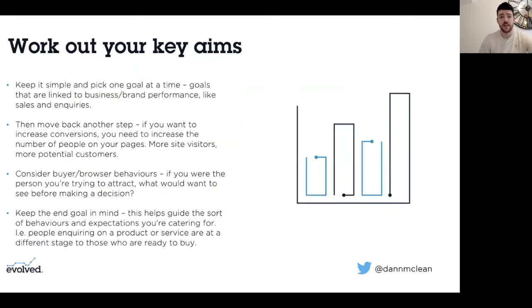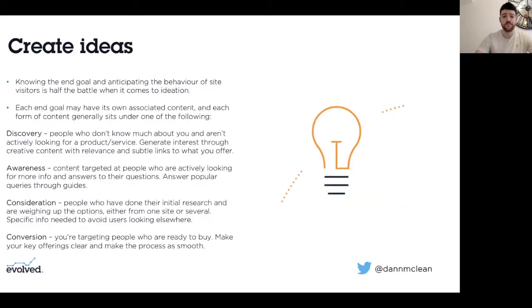So working out those key aims, keep it simple and just pick one at a time. It's best to pick ones that are linked to your business or your brand performance, like sales, inquiries, and then go back a step. If you want to increase conversions, you obviously want to have more people on the site, more site visitors, generally more potential customers. Consider the buyer browser behaviors as well. If you were the person you're trying to attract, what would you want to see? What type of content or information would you expect to see on the web page? And always keep the end goal in mind. This helps guide the sort of behaviors and expectations that you're catering for, and it'll give you a head start when it comes to actually creating that content.